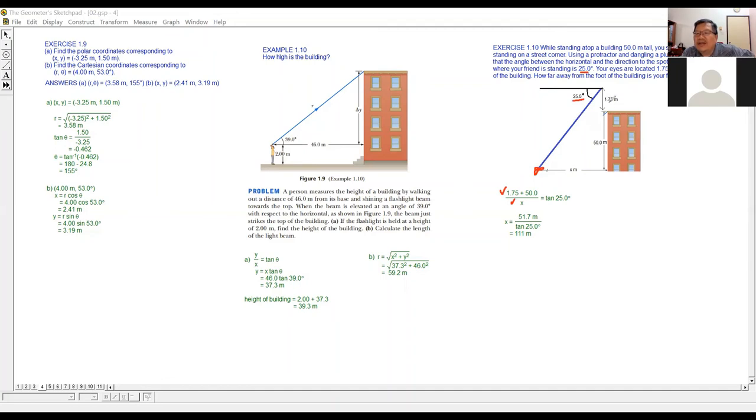But your y now is 1.75 plus 50, divided by x, is tangent 25. The right angle is on this side. So this is 51.75. So the whole length here is 51.75. The horizontal length here is x. So that's why the opposite over adjacent is tangent 25. 51.75 is the opposite. And the black line is the adjacent, which is the same as x meters. So you bring the x over, bring the tangent below, and use your calculator, you can find about 111 meters.